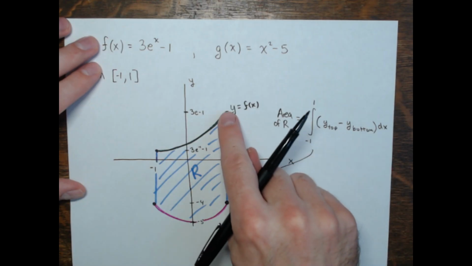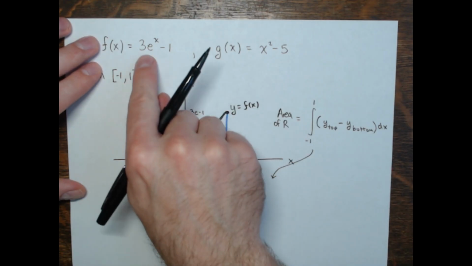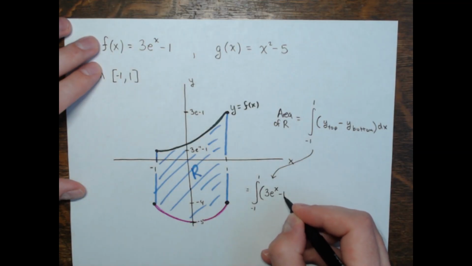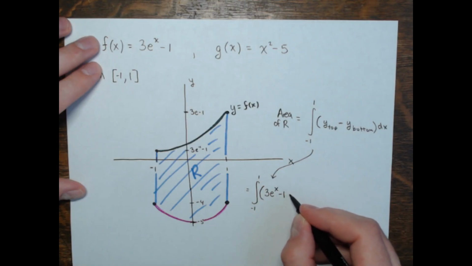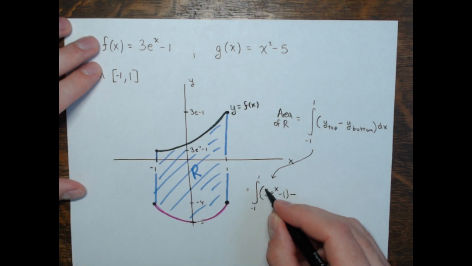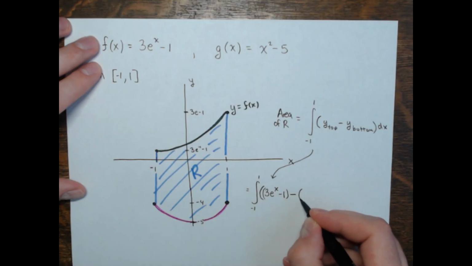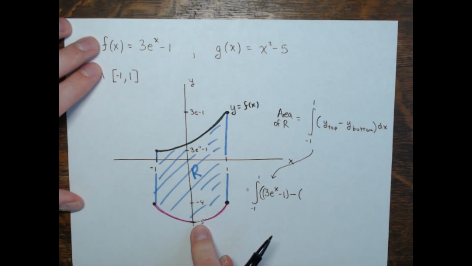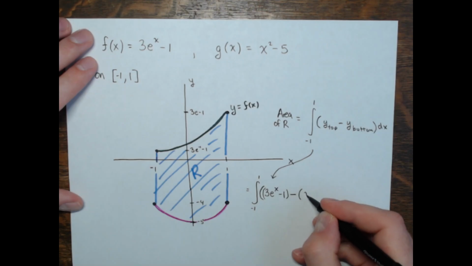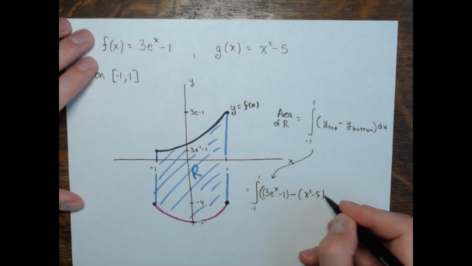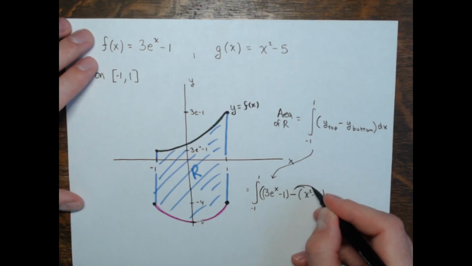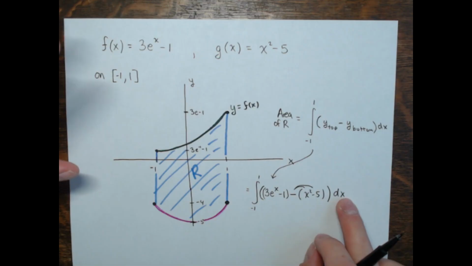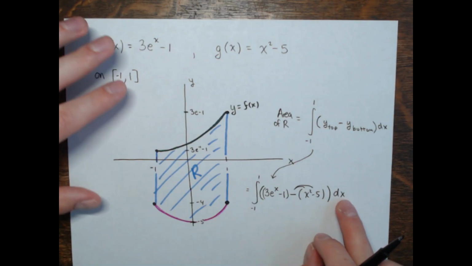The y coordinate on the top curve is 3 times e to the x coordinate minus 1. So 3e to the x minus 1. And then minus, so there's the y on the top. The y coordinate, you pick an x value in here. The y coordinate on the bottom curve is that x coordinate squared minus 5. Don't forget parentheses around that. You're going to be subtracting all that. And then, of course, with respect to x, dx representing like the thickness, right? Almost like the delta x.